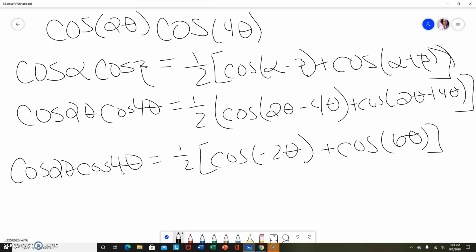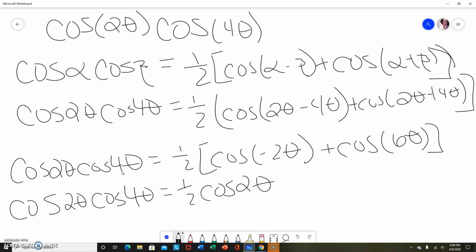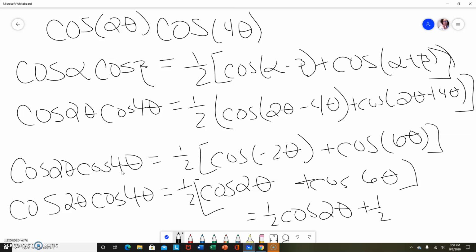Now we have to remember that cosine is an even function, so if I put in a negative number, I'm still going to get positive back out. So I get cosine 2 theta plus cosine of 6 theta. I can either leave it like this, or I can rewrite it as 1/2 cosine 2 theta plus 1/2 cosine 6 theta. Either way is acceptable. So basically I just multiplied that 1/2 through. All right, let's do another one.